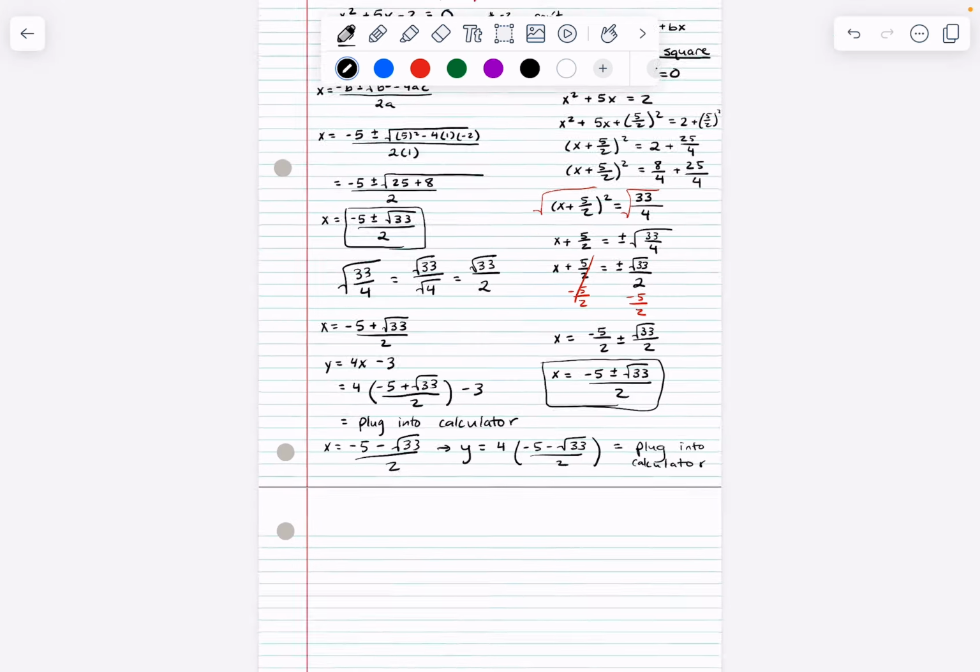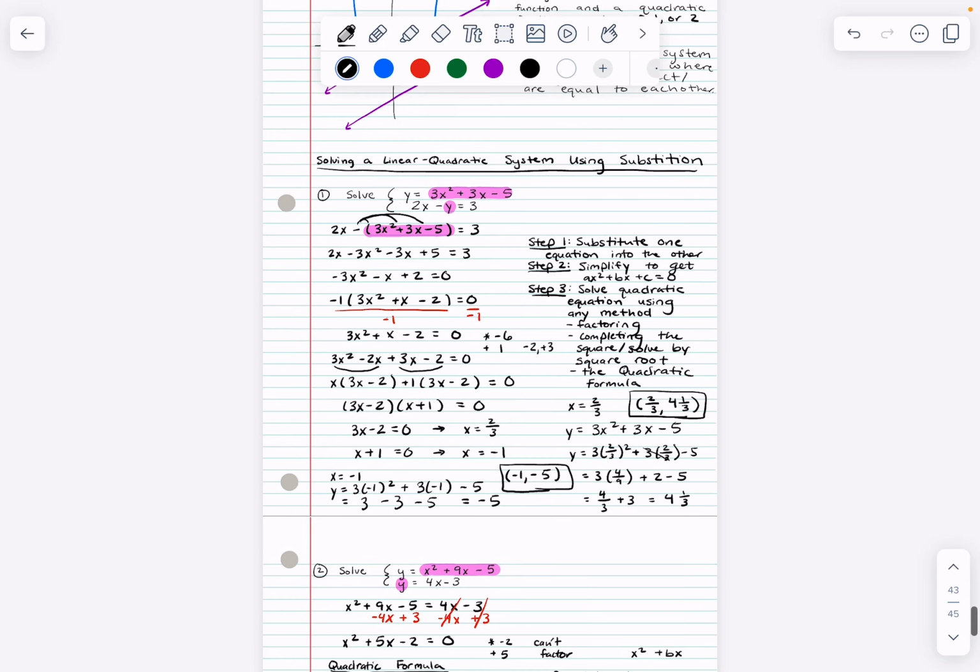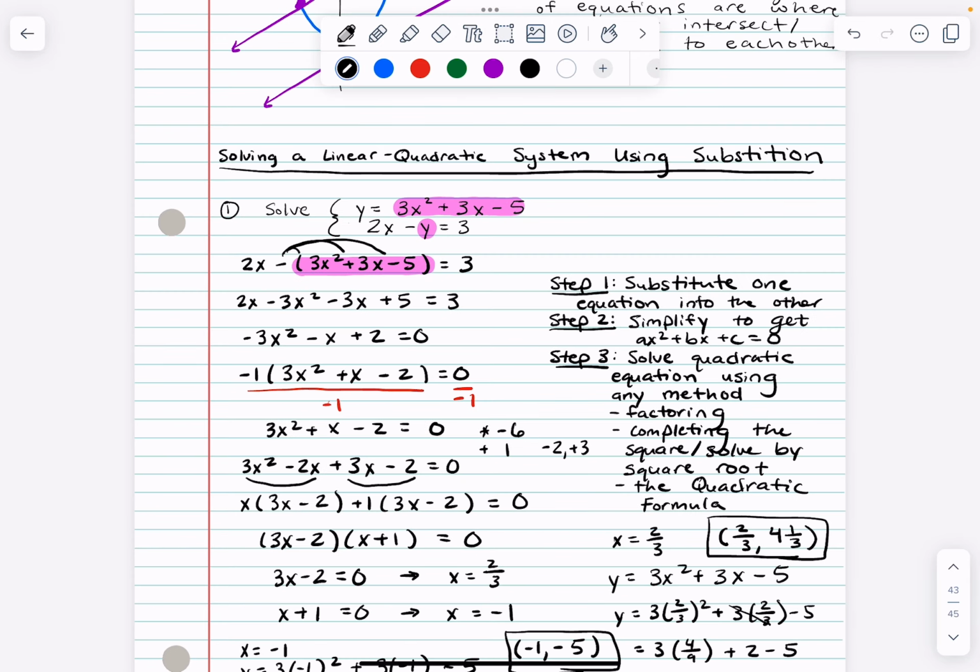All right, so to recap, in order to solve a linear quadratic system, what you got to do is substitute one equation into the other. Then you're going to simplify to get ax squared plus bx plus c equals 0. So you're going to get 0 on one side and everything else on the other side. And then step 3 is you're going to solve your quadratic equation using any of the methods that we've learned the past couple weeks. So we either have factoring, completing the square and then solving by square rooting, or the quadratic formula.